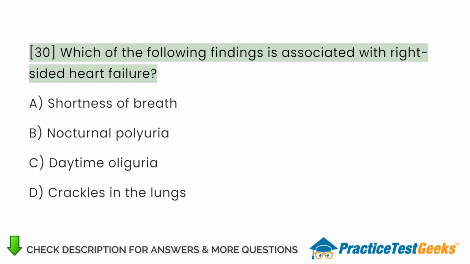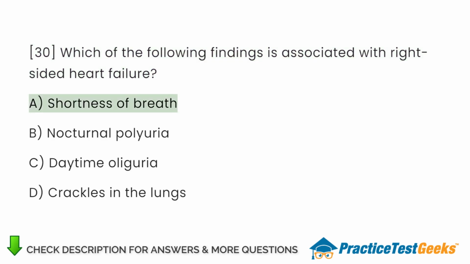Which of the following findings is associated with right-sided heart failure? A. Shortness of breath. B. Nocturnal polyuria. C. Daytime oliguria. D. Crackles in the lungs.